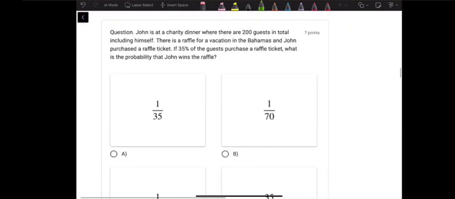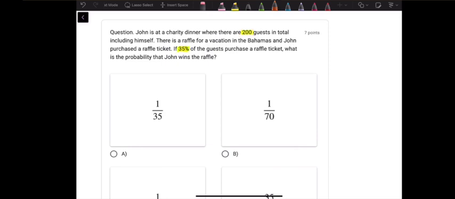Next one. John is at a charity dinner where there are 200 guests in total, including himself. There is a raffle for a vacation in the Bahamas, and John purchased a raffle ticket. If 35% of the guests purchase a raffle ticket, what is the probability that John will win the raffle? So we're still working with probability here, but we sprinkled in a little bit of percentage. So in order to figure out the total number of raffle tickets, we need to figure out what is 35% of the 200 guests that showed up.